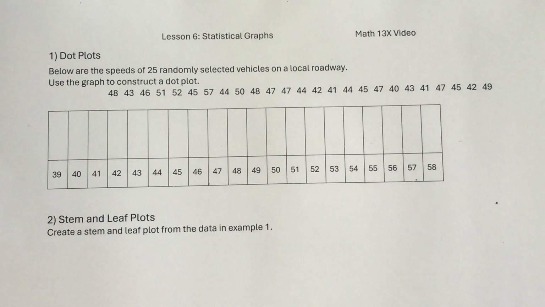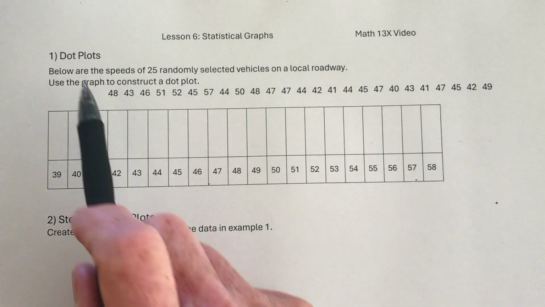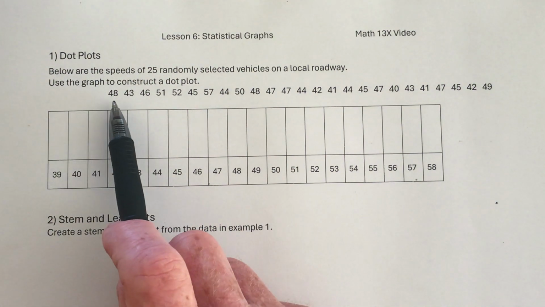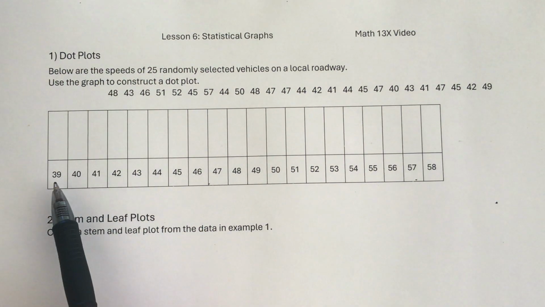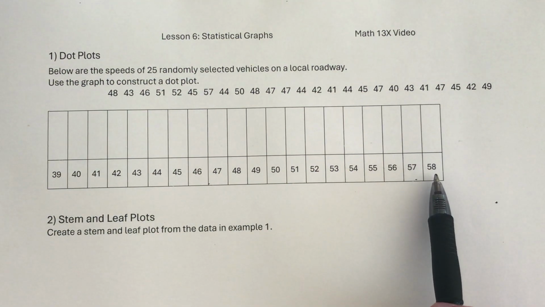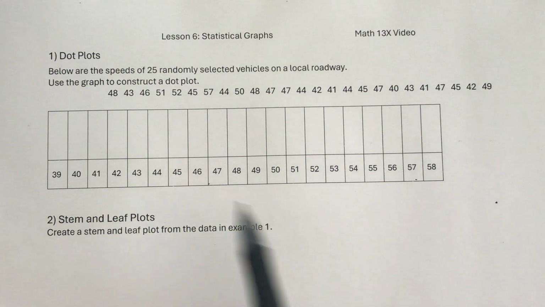So we're going to do some different types of statistical graphs. The first one is called a dot plot. And basically you just look at the number. This is a number line going from 39 up to 58. And then you just put a dot wherever there's a number.